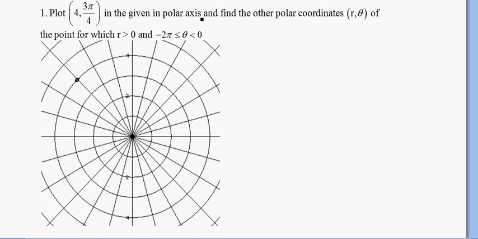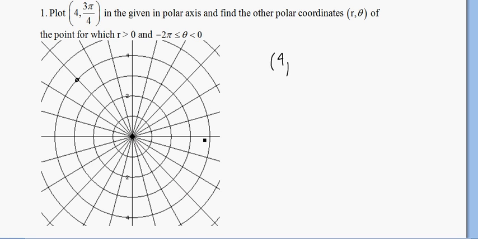Given that, on the polar axis, find the other points (r, θ) of the point for which the radius is positive but the angle is negative. So I want to find the same point that lands here with the radius being positive, so it's still going to be 4, but I want the angle to be negative. There are many different angles that I could have in this case. Let's find the smallest one that is negative.